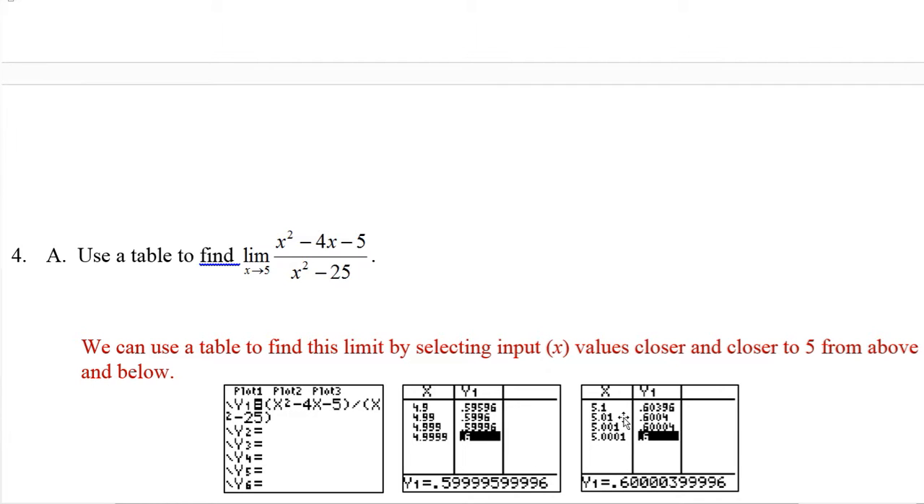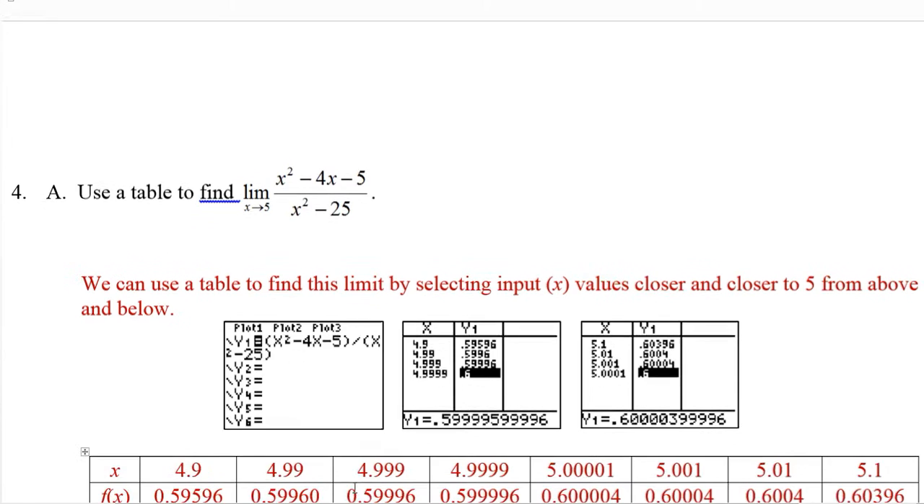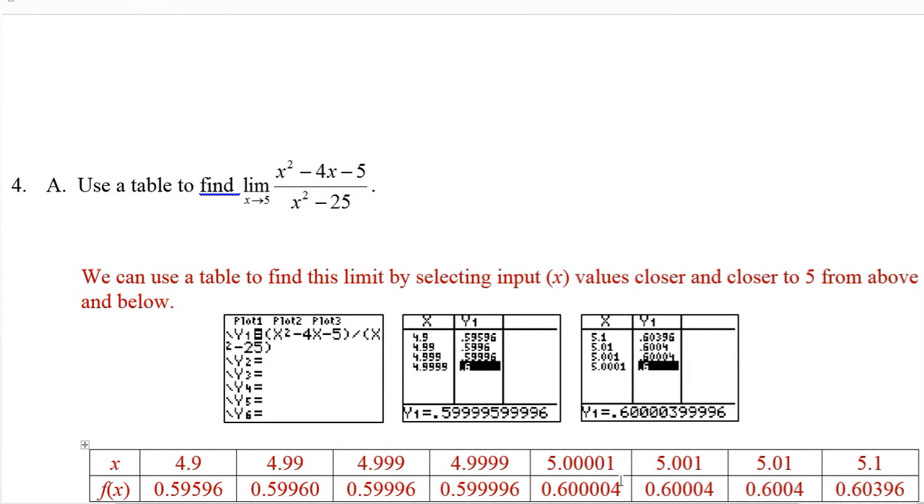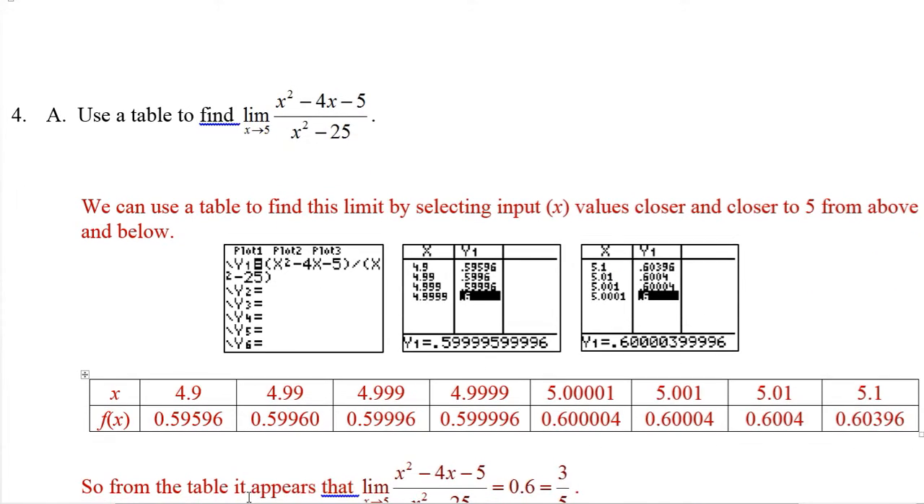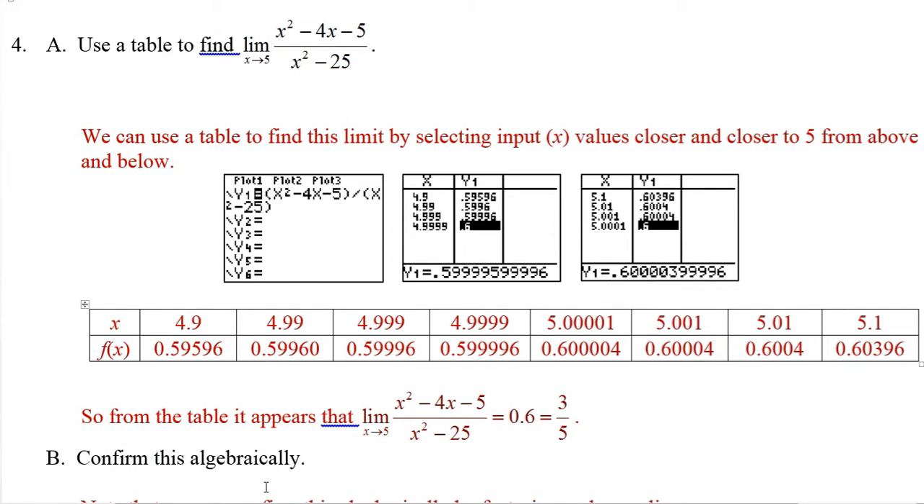On the right side, we can take the limit as x approaches 5 from the right by putting in numbers like 5.1, 5.01, 5.001, 5.0001. And again, we see the y's are getting closer to 0.6. So since those are the same, then that must be the overall limit. There I've written it out a little bit bigger in a table. And so it appears that that limit is 0.6 or 3/5.